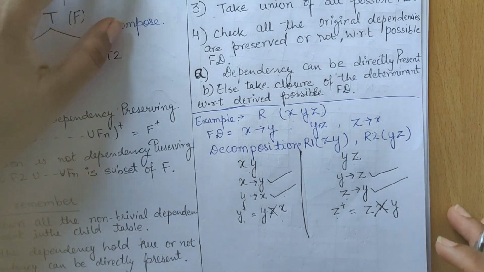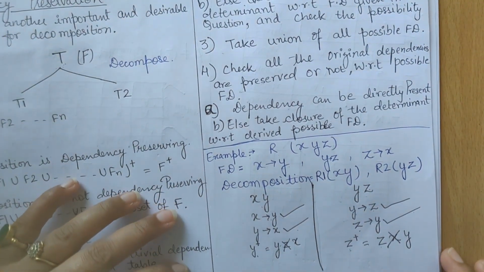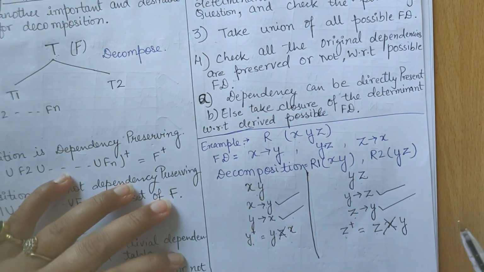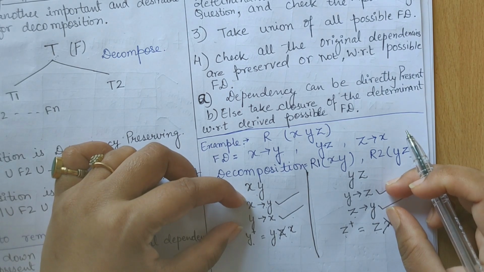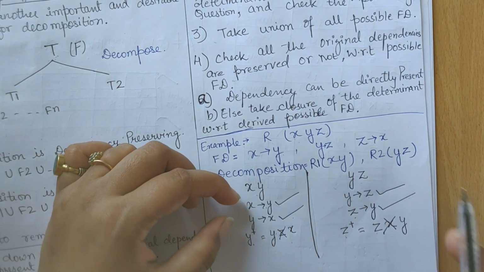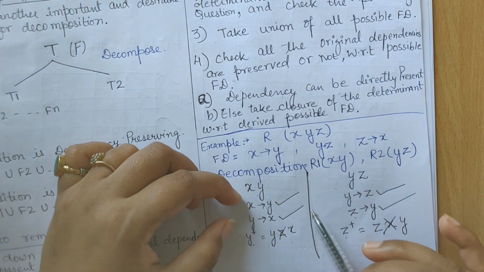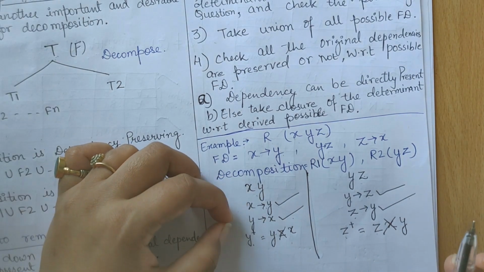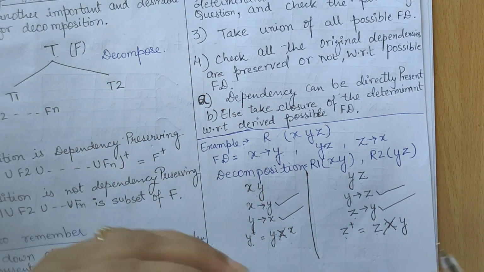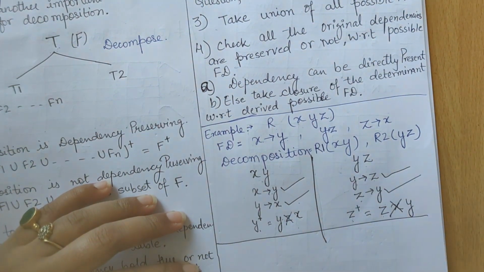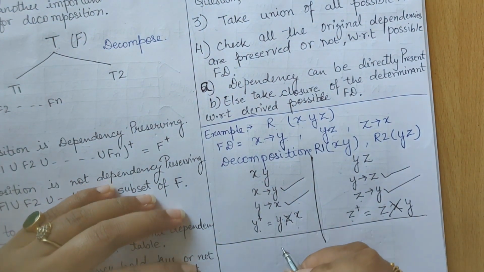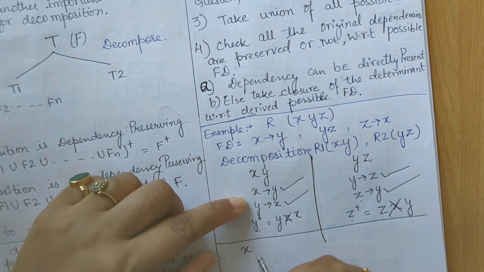Okay, now check the third point. Take the union of all the functional dependencies. Now these functional dependencies we derived from the decomposed table, so we will call them the possible functional dependencies, or possible derived functional dependencies. We have to take the union of these functional dependencies. So if I take the union, what functional dependencies do I have?